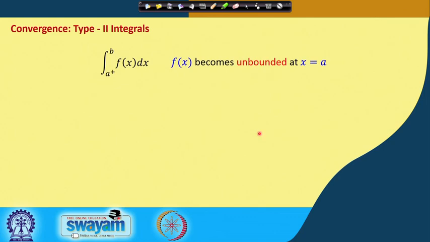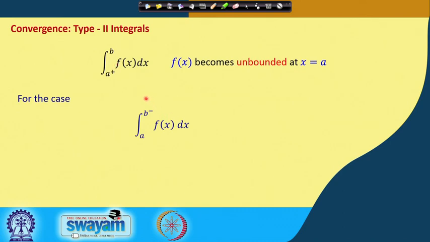To start with, we again remind ourselves of these type 2 improper integrals, and we will be using this notation: a plus means that f(x) becomes unbounded when x goes to a. Similarly, when we use b minus, for example, that means f becomes unbounded when x goes to b.